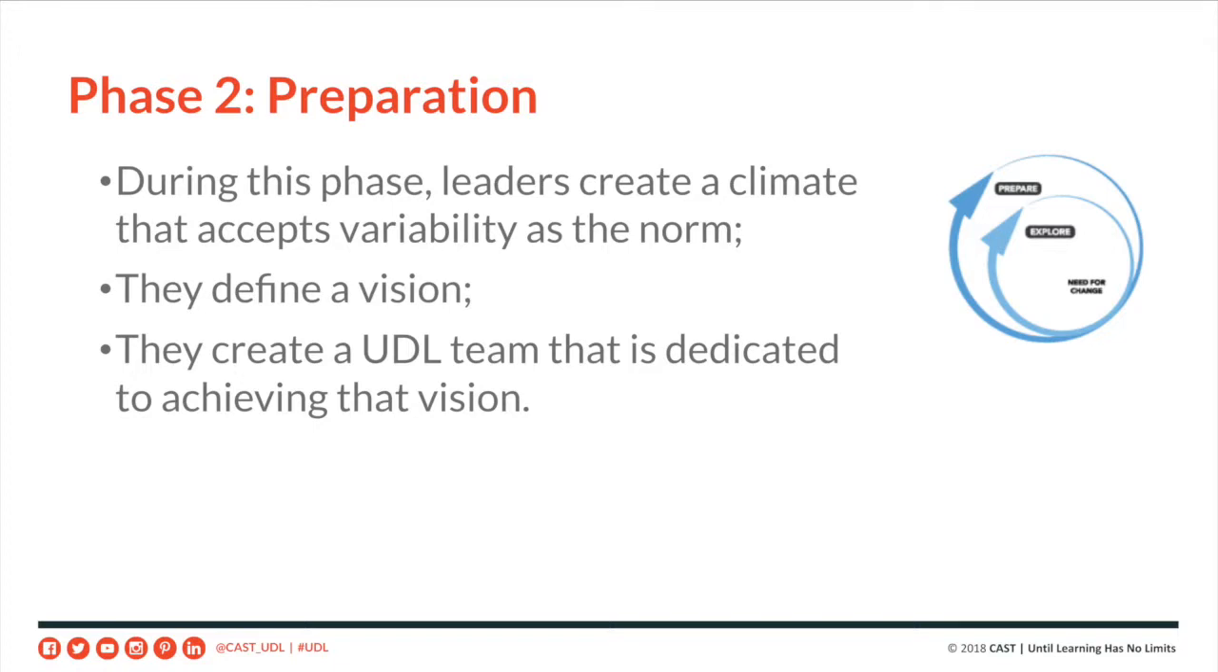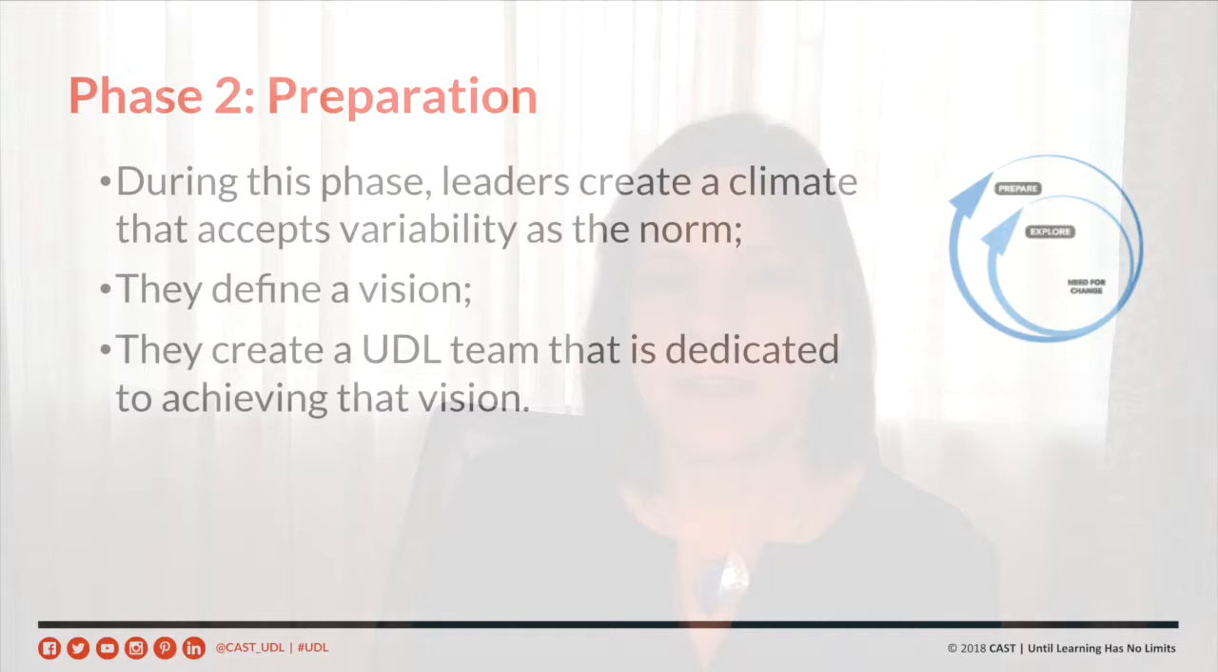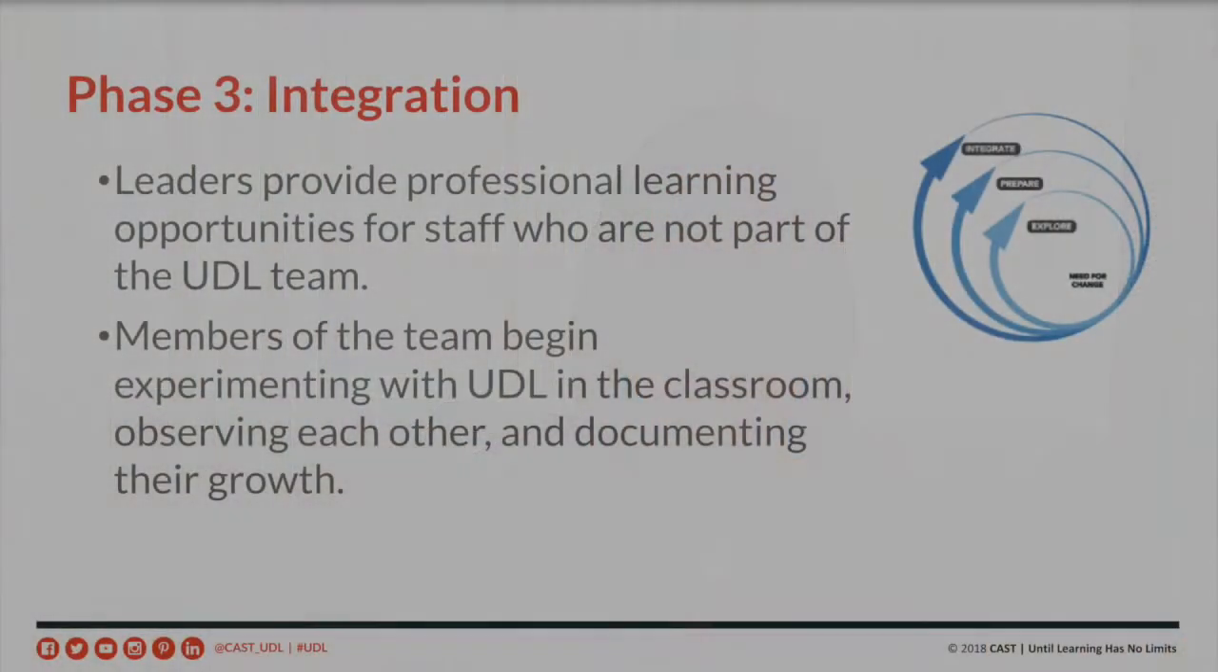Phase 2 is the preparation phase. CAST tried to guide you through this phase when you applied for the Innovation Network by having you think about the climate in your school, define a vision for what you wanted to get out of participation in the network, and recruit a team of early adopters who were interested in and dedicated to learning more. But if for whatever reason this didn't happen when you first joined, or if you're recruiting new members to the UDL team, it would be really useful to revisit this phase.